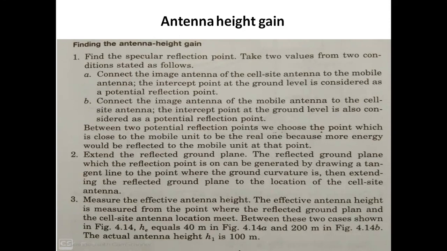The reflected ground plane is nothing but the plane at which the reflection point can occur. The reflected ground plane can be generated by drawing the tangent line to the point where the ground curvature is, and then extending that ground plane to the location of the cell site antenna.